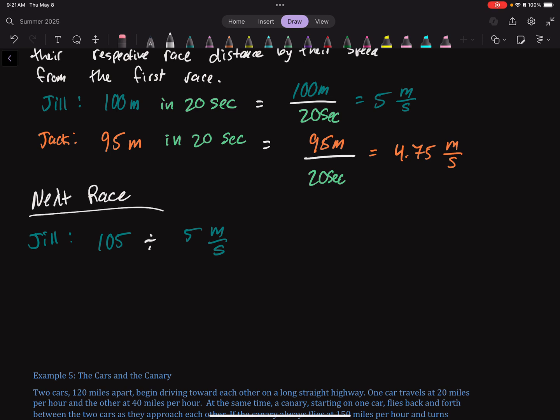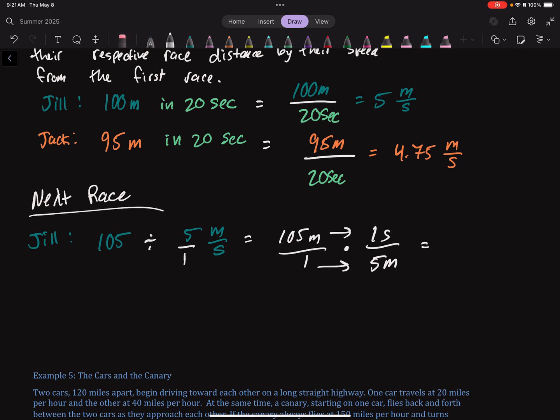We have meters per second. That's a fraction. Remember, we keep, change, flip. So we keep the first one, 105 meters. Since we're working with fractions, let's make everything a fraction. Then we change the symbol to multiplication, and then we flip the second one. If we flip it, remember, there's always a 1 underneath, so it'll be 1 second over 5 meters. So we multiply straight across, or you can cross multiply, whatever you want to do.